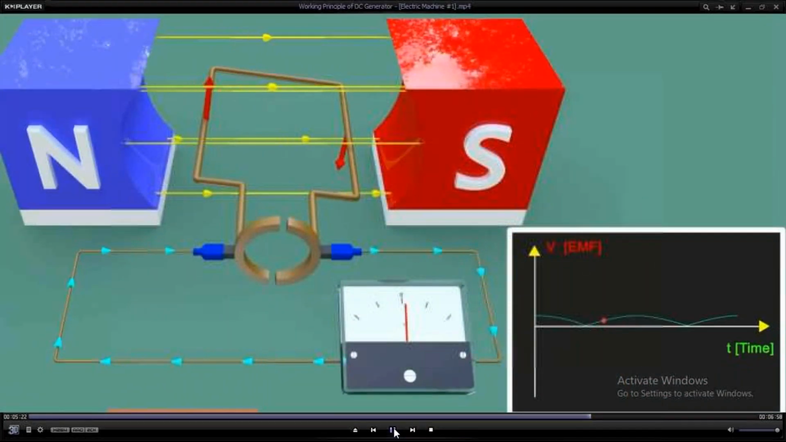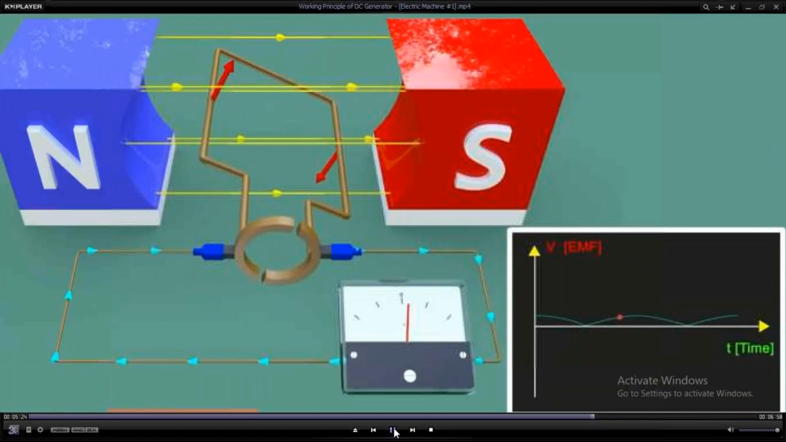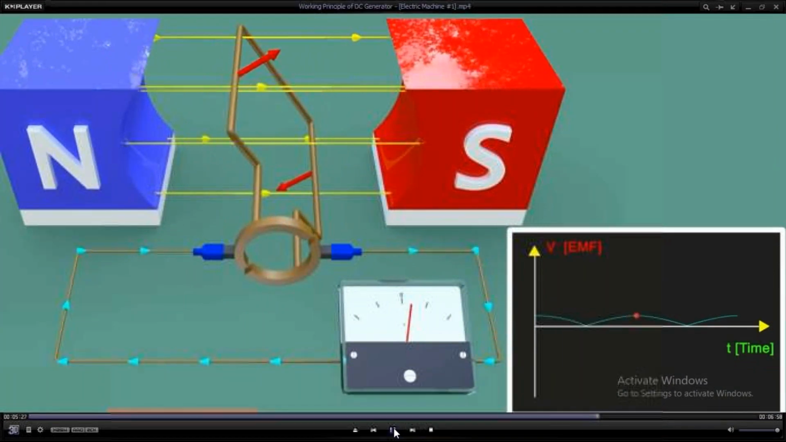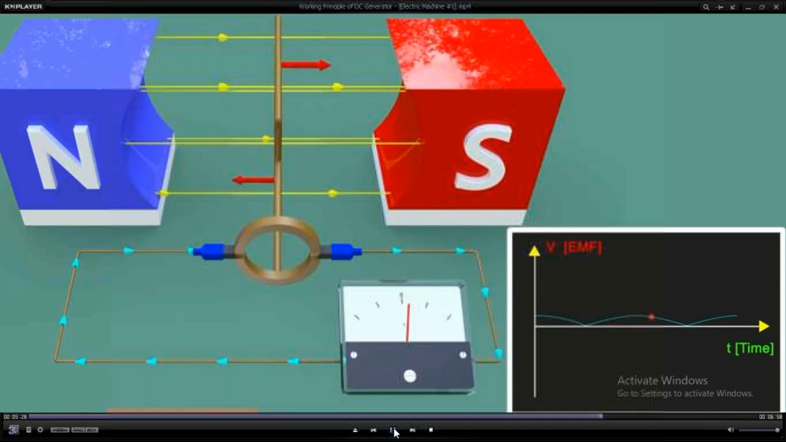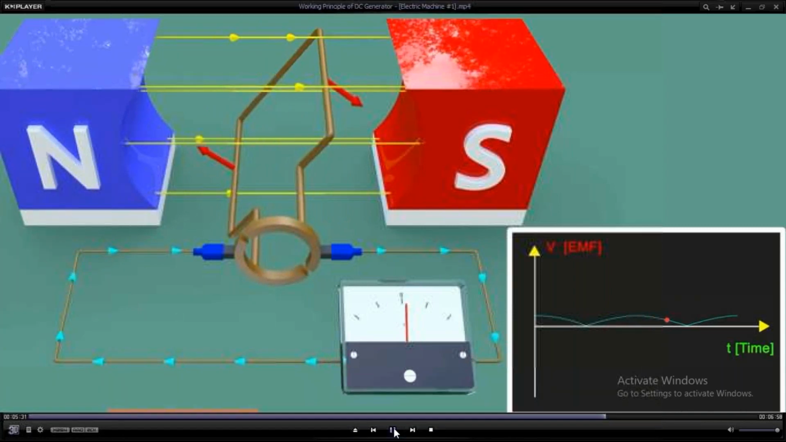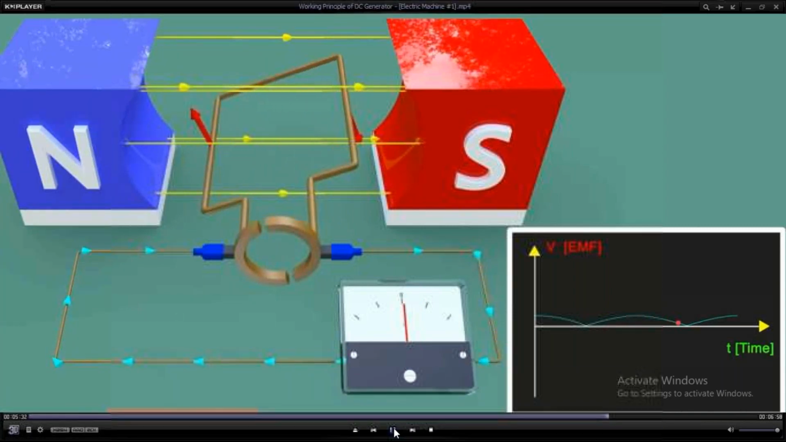The effect of the split ring commutator in DC generators is to ensure that the induced EMF is always in one direction. We can see that in this graph, where V represents the amount of induced EMF and t represents time.